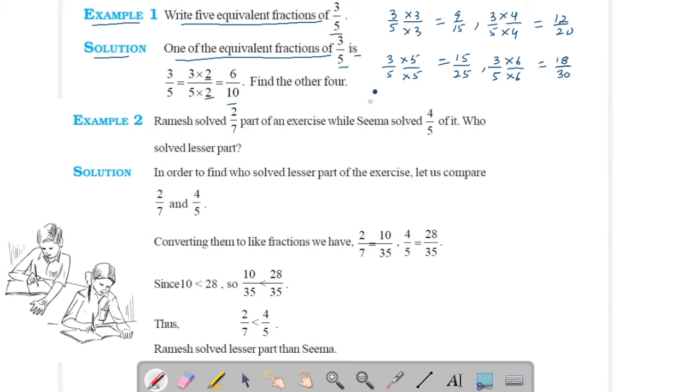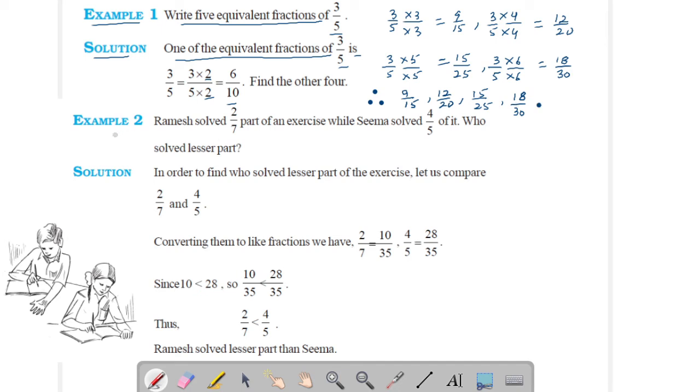Therefore, 6 upon 10, 9 upon 15, 12 upon 20, 15 upon 25, 18 upon 30 are equivalent fractions of 3 upon 5.